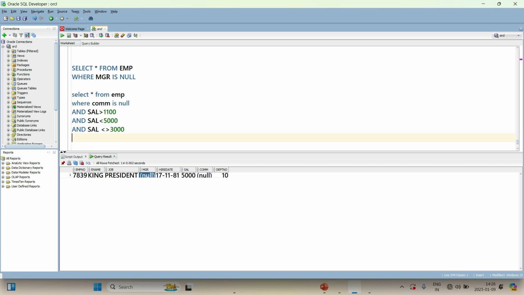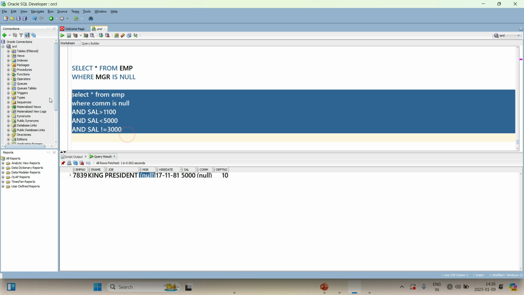Now you can see: select star from EMP where commission is null. We want those employees who are not making any commission, so that's the reason we are saying commission is null. The other condition was that salary should be greater than 1100, less than 5000, and it should not be exactly 3000. That is the reason we are using the not equals to operator. Either you use this operator or you can use this operator as well. That is your not equals to operator, right?